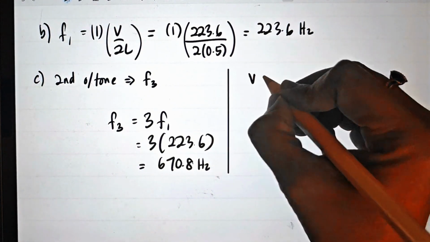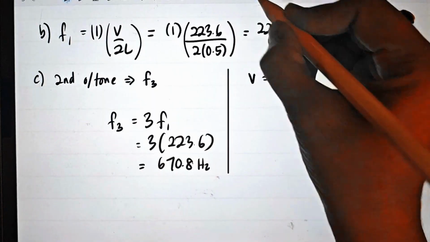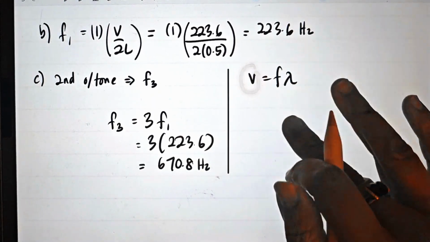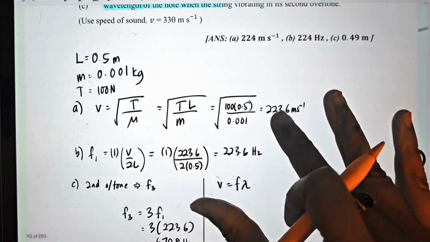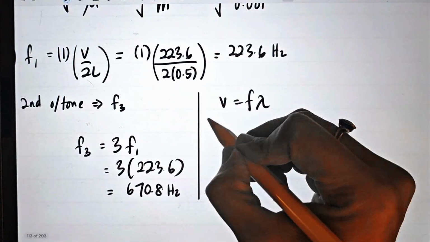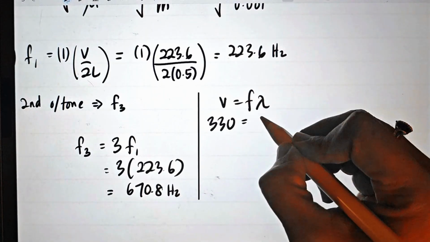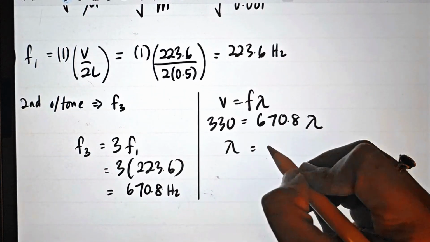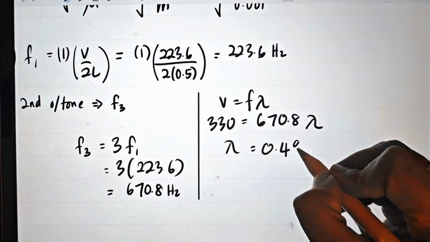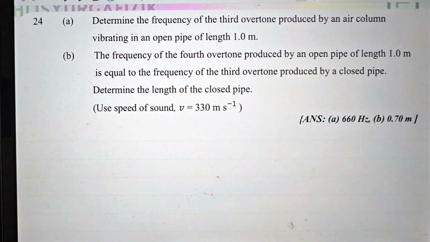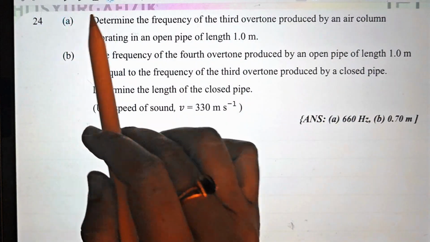And from here, we can use the frequency to get our lambda. The V equals to F lambda is not the V that we got from the transverse wave. This one comes from the sound, the speed of sound in the air. So we're going to use this one. 330 equals to 670.8 times lambda. Hence our lambda is 0.492 meters.